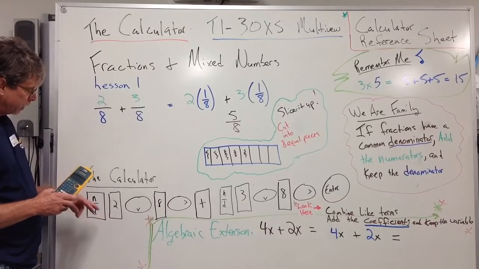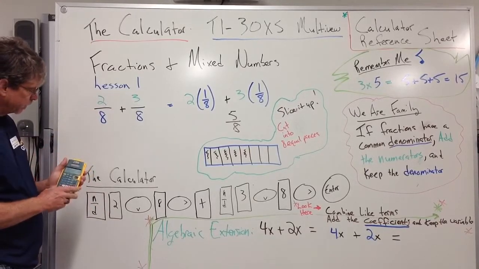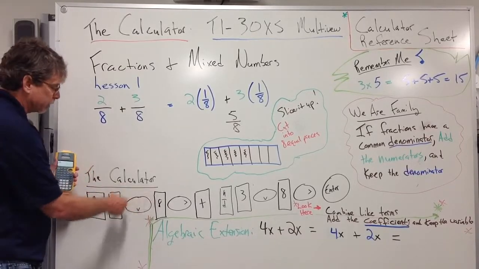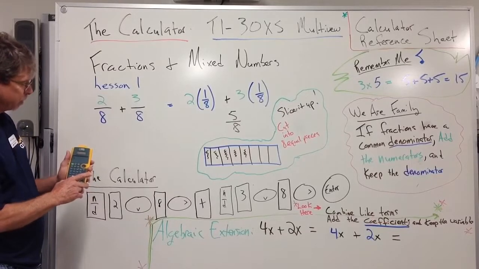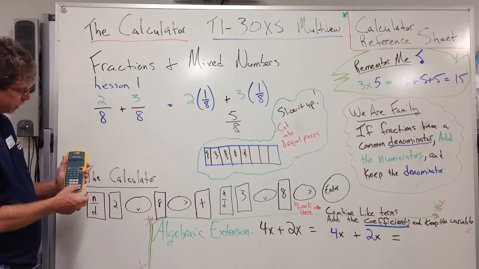So I hit that button, and then the next thing I have to do is hit the numerator. So I put the 2 in. I have to work my way to the denominator, so I have to use that directional pad. I actually have to hit the down arrow on it, and that moves me to the bottom of the fraction. I then enter the 8 into the calculator.